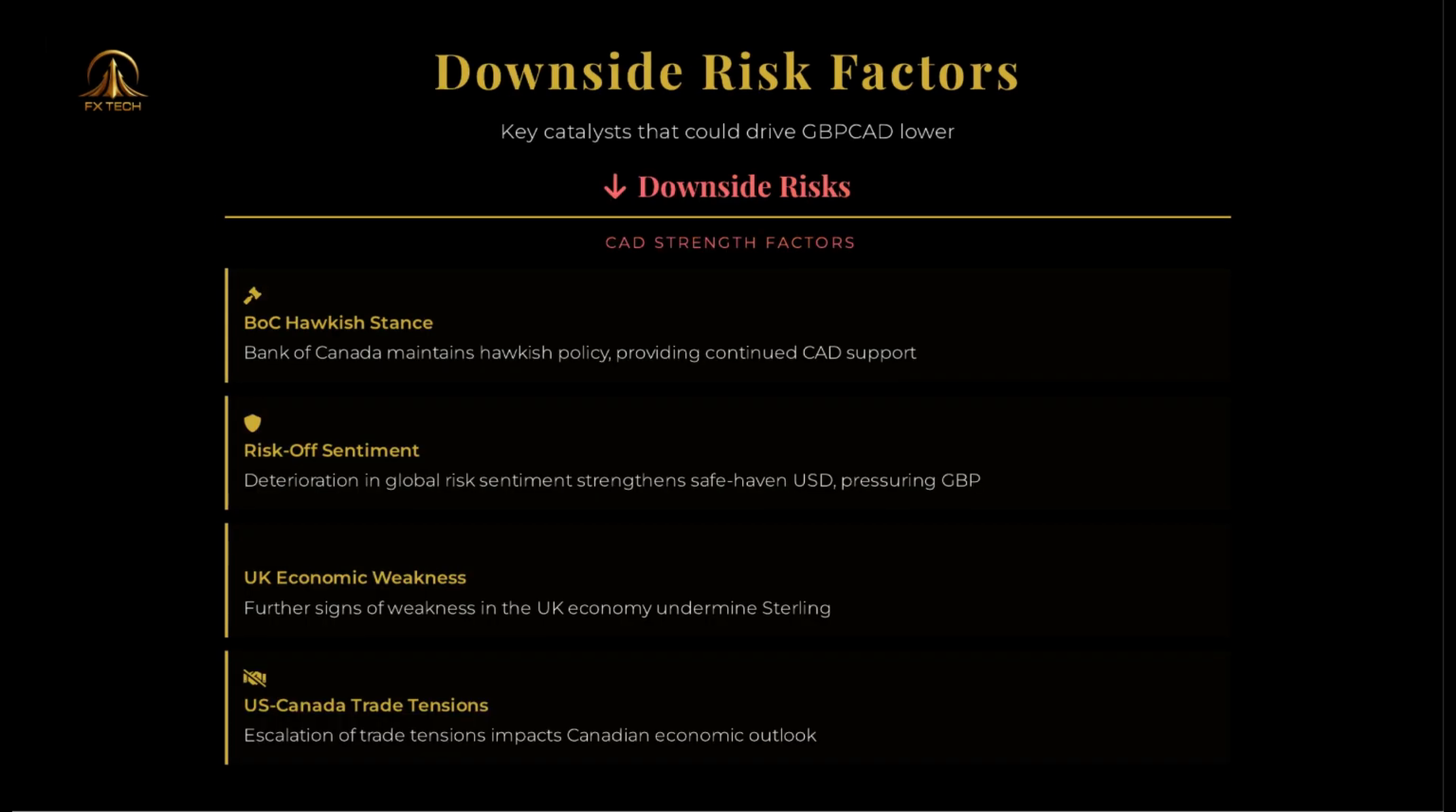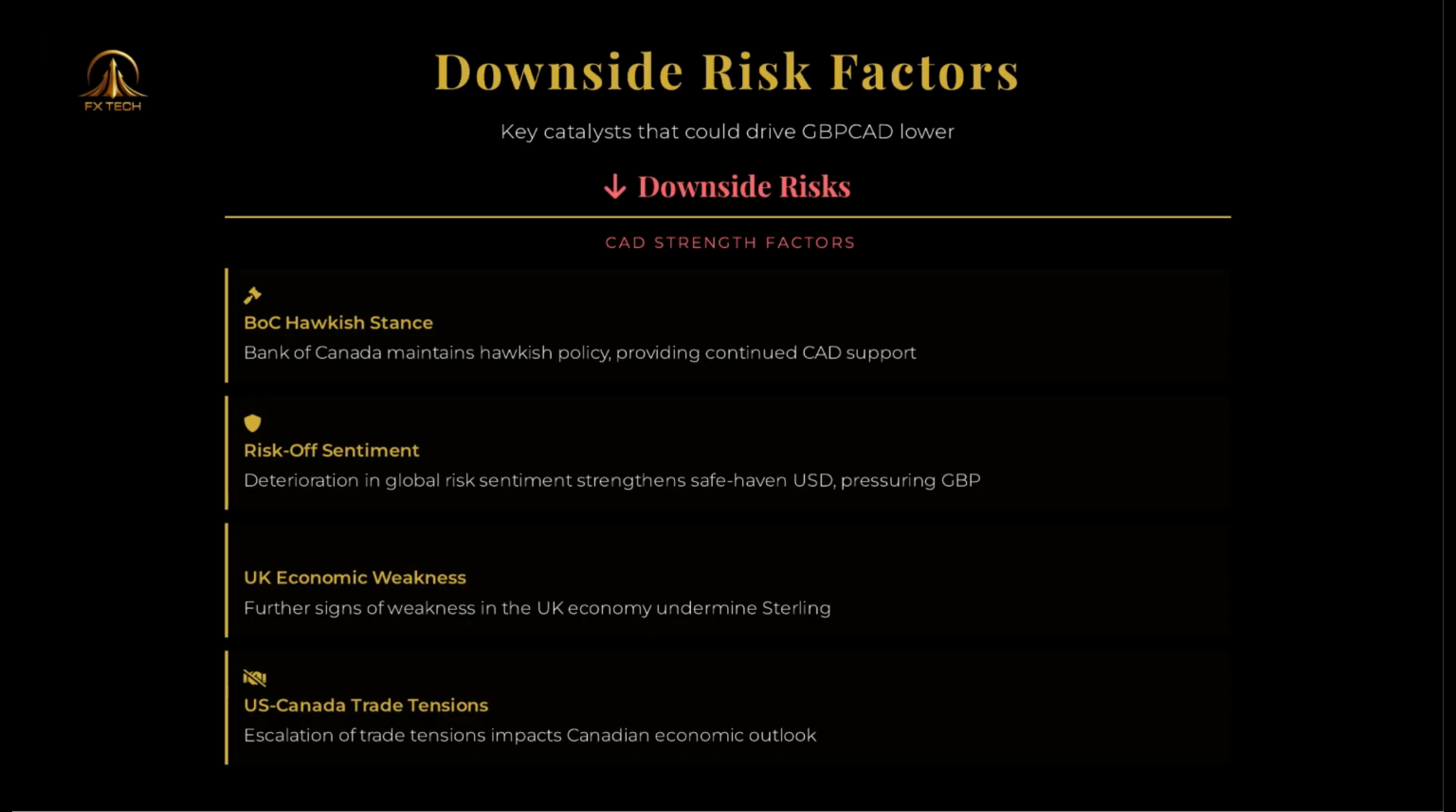Now let's look at the downside risk factors that could drive GBPCAD lower than anticipated. These are catalysts that would strengthen CAD or weaken GBP. First, a BOC hawkish stance represents a key downside risk. If the Bank of Canada maintains its hawkish policy longer than expected, it would provide continued strong support for the Canadian dollar. Second, deteriorating global risk sentiment could pressure GBP.